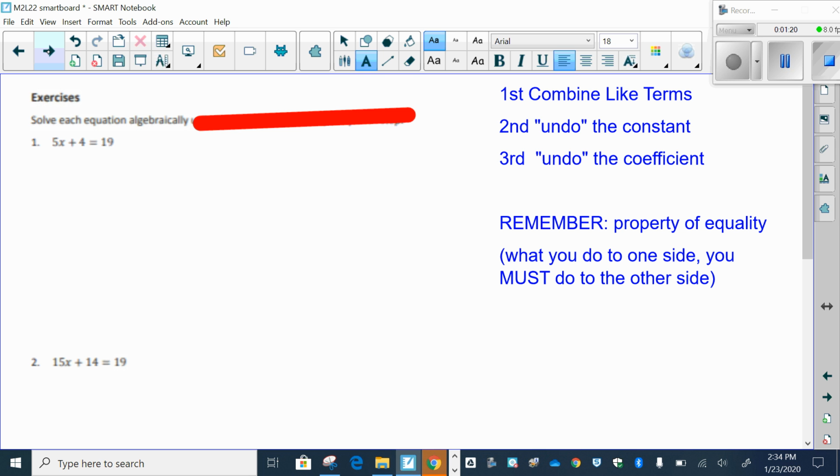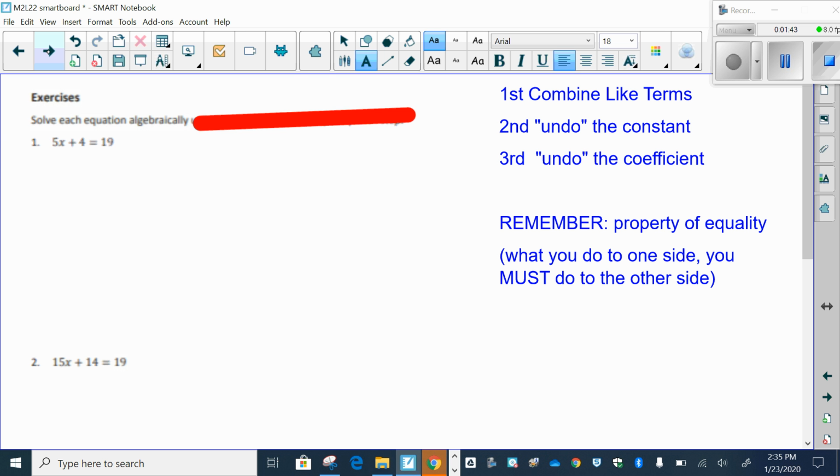All right, in the third step, we're going to undo the coefficient. Remember, the coefficient is how many of the variable you have. In problem 1, that would be the 5. I'm going to show you all this, but I'd like you to copy it down. And also remember the property of equality. What you do to one side, you must do to the other side.